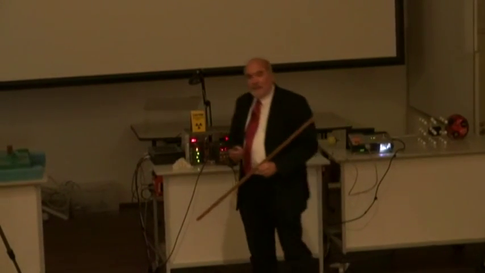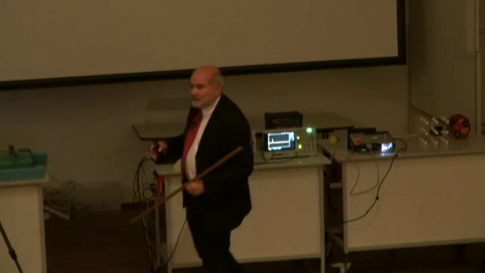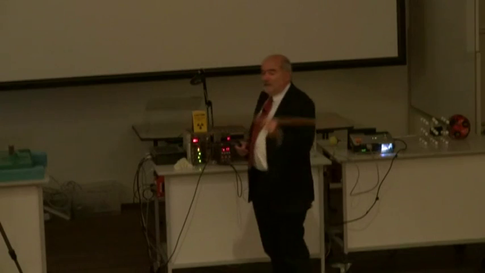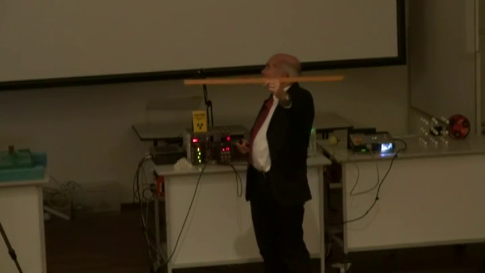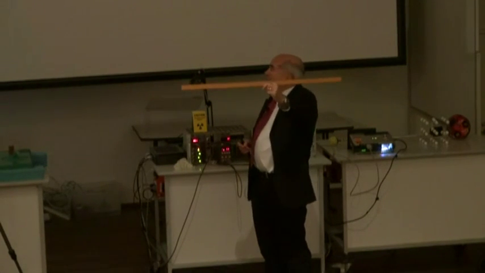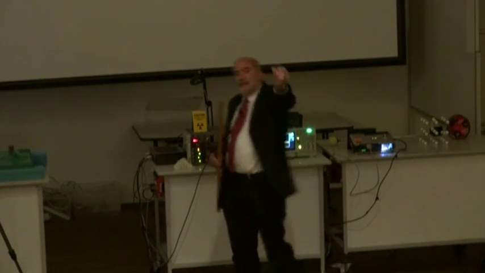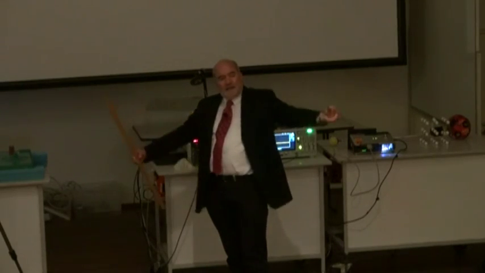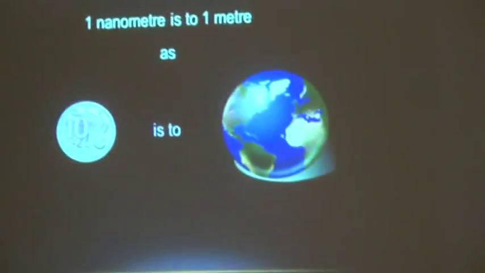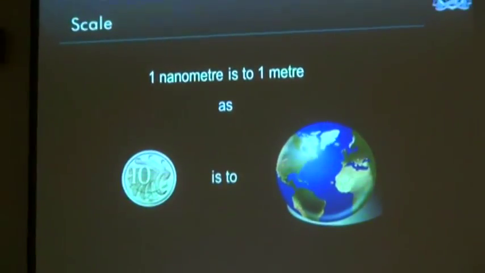So a nanometer, and most of the things we're going to talk about tonight are 1 nanometer or so in size. 1 nanometer is a billionth of a metre, there's a metre. And a nanometer is to that metre ruler as this 10-cent coin is to the planet you're sitting on. Okay? If this was 1 nanometer, the planet would be a metre in diameter. So we're talking about things that are very, very tiny indeed.